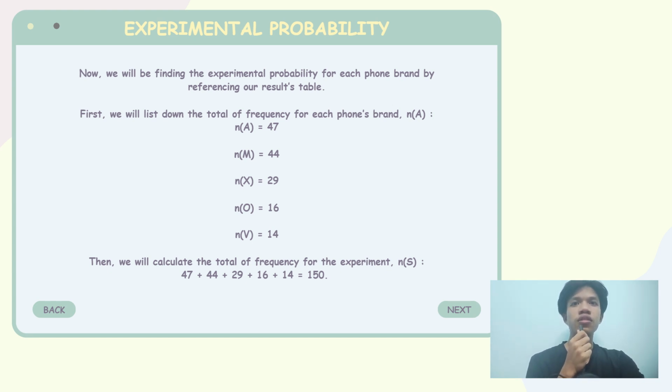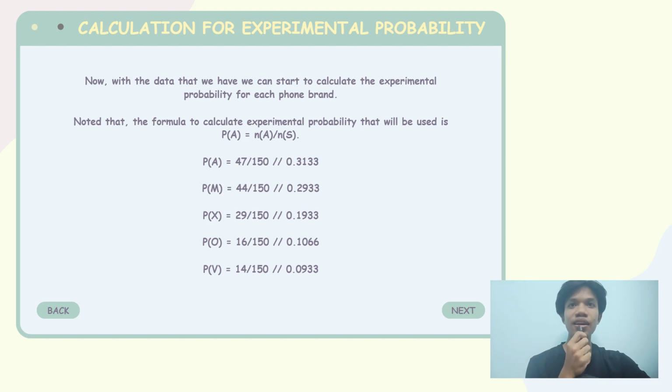Then, to get the frequency of all outcomes, we must add all of the frequencies, which is 47 plus 44 plus 29 plus 16 plus 14, equal to 150. As I mentioned, by using the formula to calculate the experimental probability, we can list down each phone probability: for Apple 0.3133, for Samsung 0.2933, for Xiaomi 0.1933, for Oppo 0.1066, and for Vivo 0.0933.